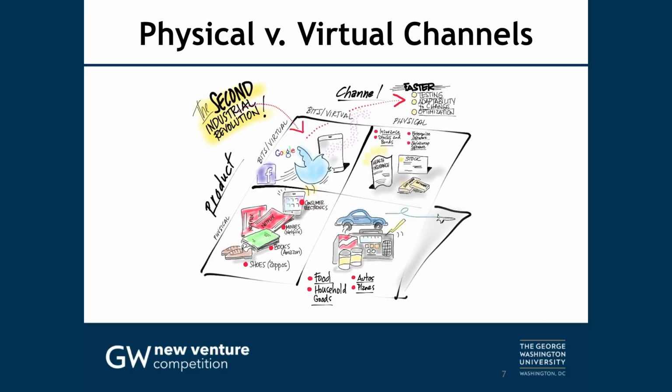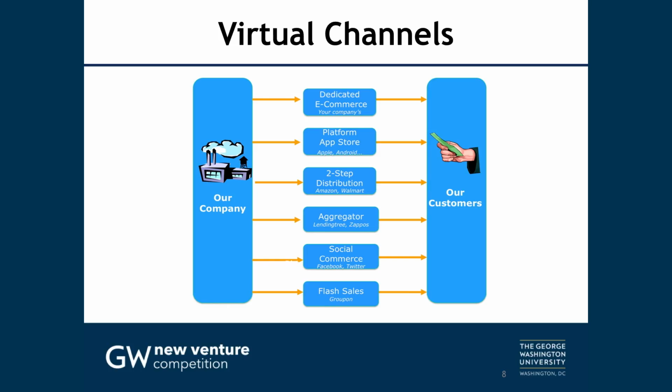There are several ways to do that. Some obvious ways are through a dedicated e-commerce platform. You can have your own website that sells and distributes to customers. You might use somebody else's platform. If you're selling a mobile app, it's obvious that you want to be in the App Store or through the Android store. Sometimes you go through 2 levels of distribution. You sell through Amazon or through Walmart and their websites and use them to sell your product.